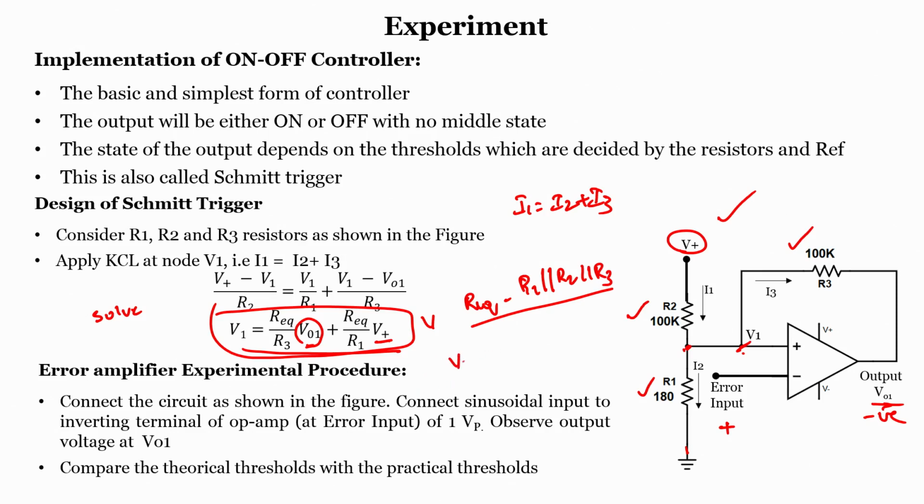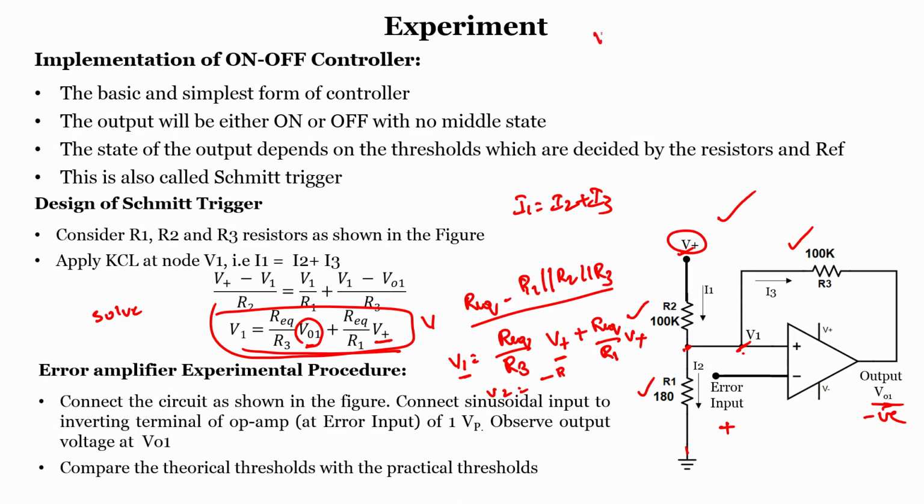So, if I rewrite this, we can rewrite it as R equivalent by R3 into V plus, R equivalent by R1 into V plus. This is one threshold. The other threshold will be minus R equivalent by R3 into V plus, R equivalent by R1 into V plus, because this V plus is fixed. V plus is nothing but plus VCC and minus VCC in this case. So, VO1 is nothing but sometimes plus VCC, and sometimes minus VCC. So, these are the two thresholds.